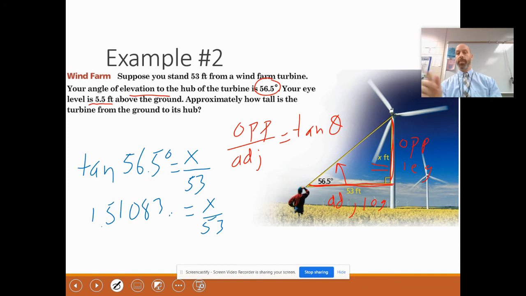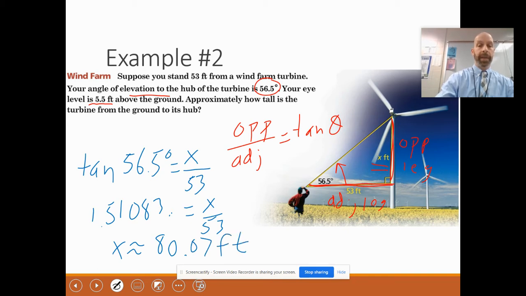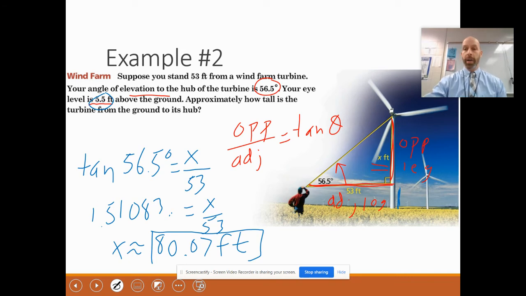And then, of course, we just cross multiply here. So multiply that answer by 53, and you will get an answer of x is approximately 80.07 feet. That's that distance x. Now, if this distance here happened to be this 5.5 and you wanted to know this entire distance, then you would take that last answer and just add 5.5 to it. So that total distance would be 85.57 feet.